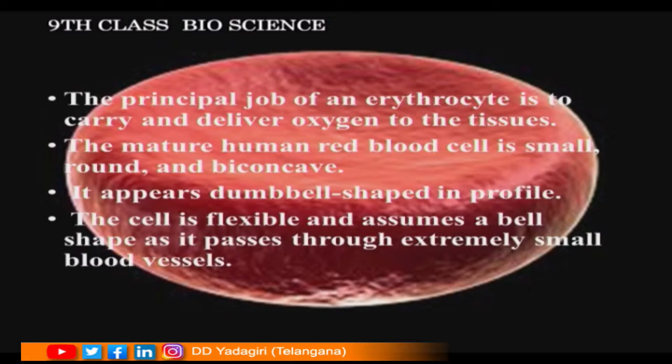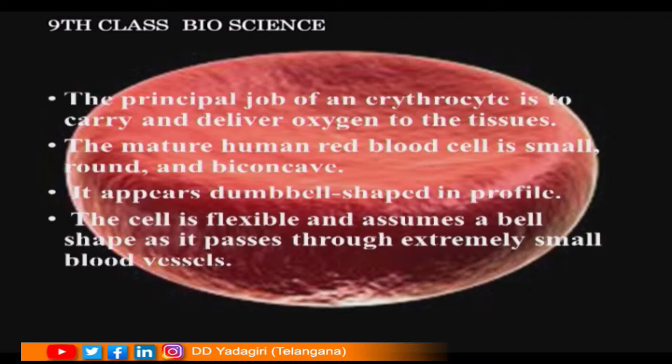Then, what is the shape of the red blood cell? It is small, round and biconcave. It also appears like a double dumbbell. Children, the cell is also flexible and assumes a bell shape as it passes through extremely small blood vessels.